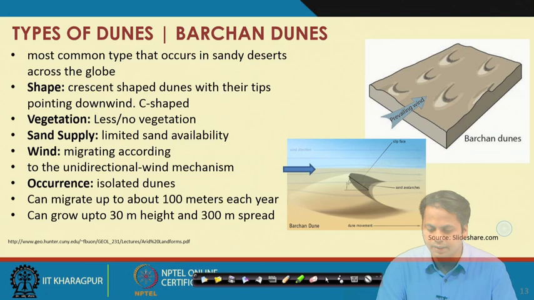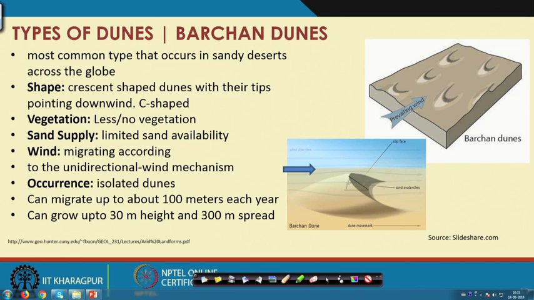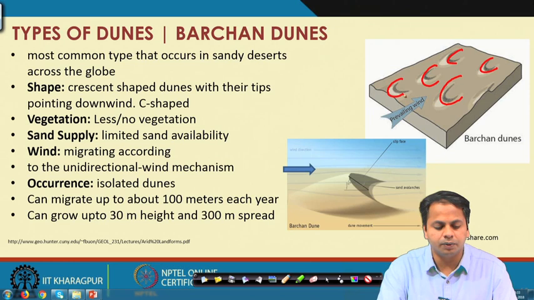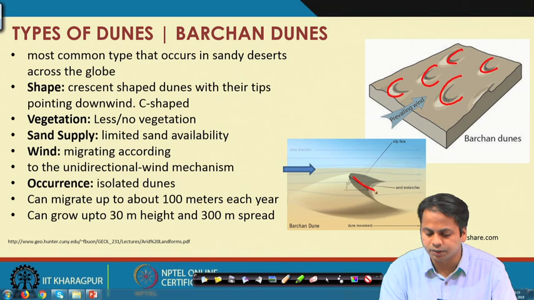First, let us see the Barchan dunes, which are also known as crescent dunes. These types of dunes are mostly observed in the sandy deserts across the globe. The shape of these dunes is C-shaped, crescent shaped dunes with their tips pointing downwards.